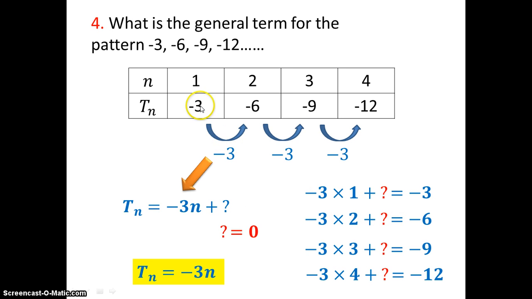Question 4, you can see here, we're going down by 3 each time. So because we're going down by 3, it's minus 3 as our multiplier, and then we've got to work out what we've got to add on. But when I multiply the first, second, third and fourth term by negative 3, I actually get this number. So I don't have to add anything on. Minus 3 times 1 is minus 3. Minus 3 times 2 is minus 6. So there's no actual difference here, and I don't have to add or subtract anything. So I just write term n equals minus 3n.